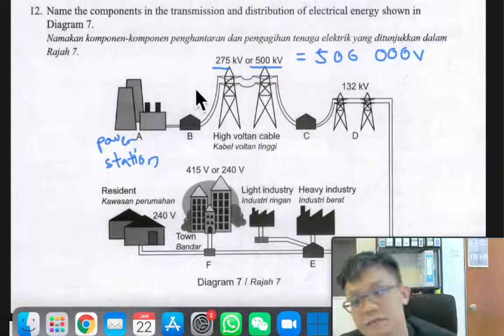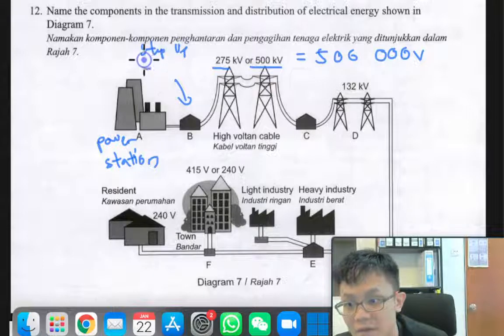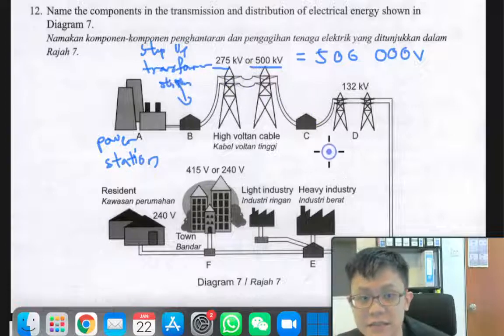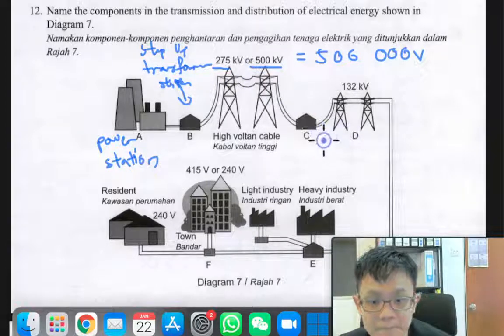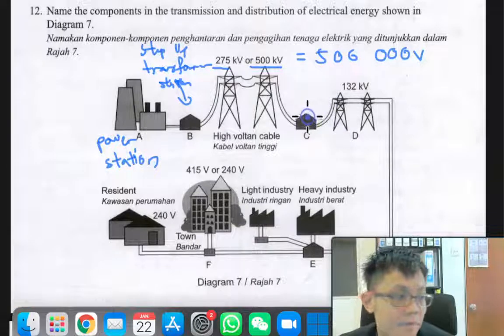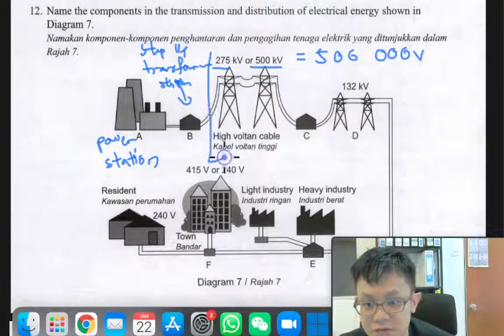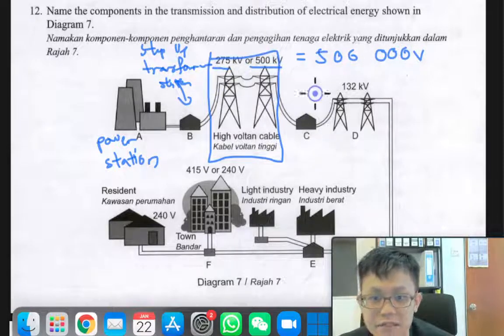Transformer station. Okay, step up transformer station. How about C? C, this one is National Grid Network. So they already say National Grid Network. How about C?